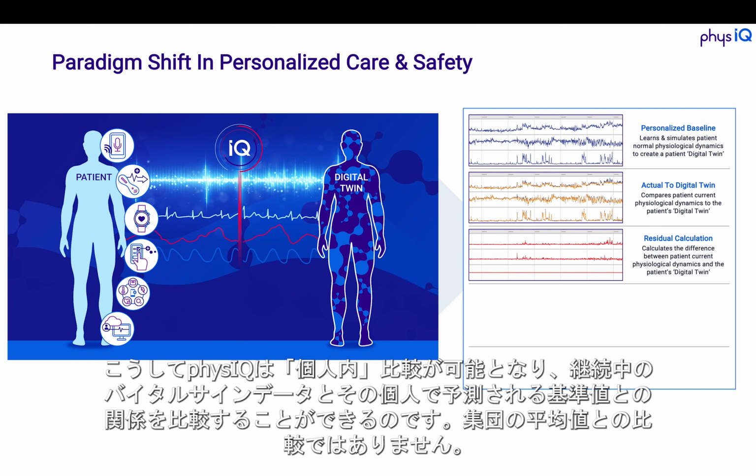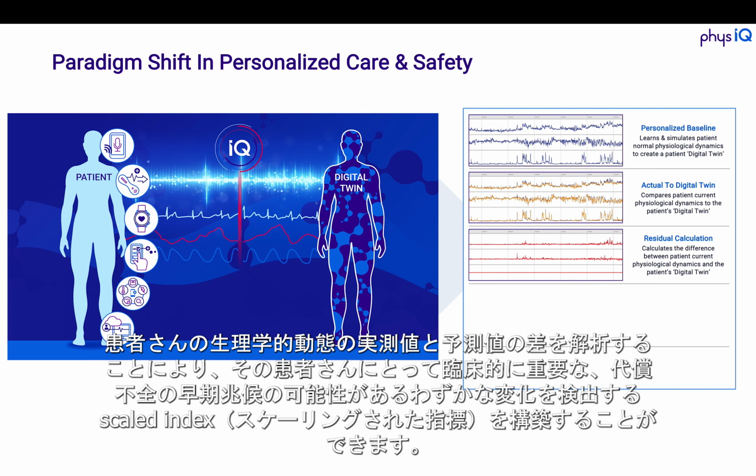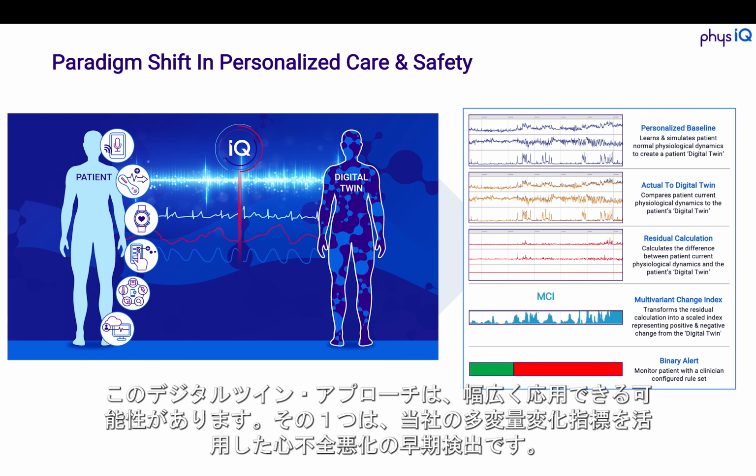This allows physIQ to make a U-to-U comparison of interactions between ongoing vital sign data and expected personal norms, not population averages. By analyzing the differences between the actual and the expected in one's physiology, we can establish a scaled index that picks up on subtle changes that may be clinically significant for that individual and an early sign of decompensation. This digital twin approach has a wide range of potential applications, one of which is leveraging our multivariate change index for early detection of heart failure exacerbations.